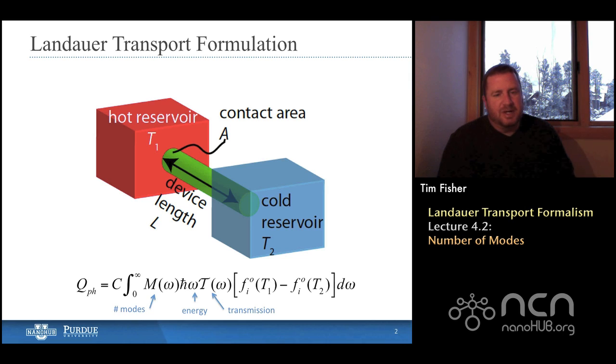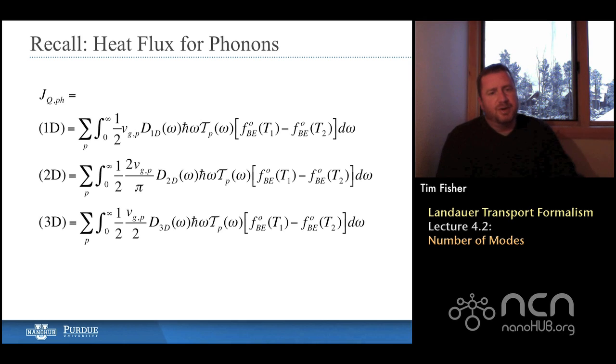And we said that we could express the rate of heat flow, that would be in units of watts, as an integral, in this case over frequency space. So this is kind of specialized toward phonons, but we could do a frequency space integral for electrons also. And the first term in the summation was this number of modes. And we haven't really described what it is because we had to build some of the framework and some of the foundation to understand what it really means. And that's what we're going to do today.